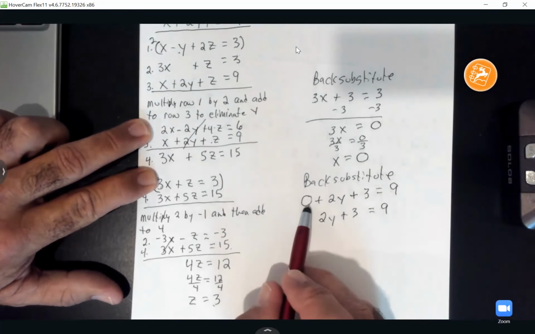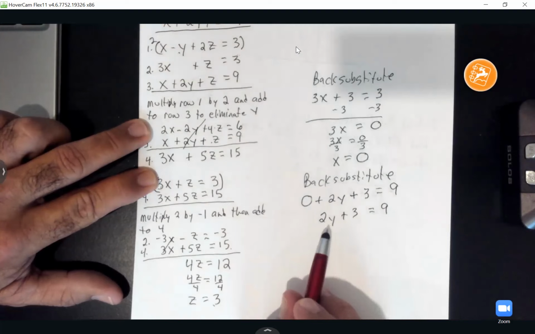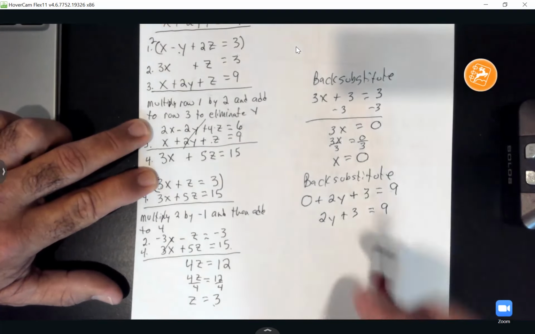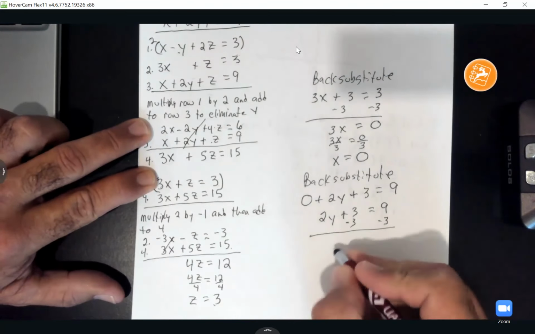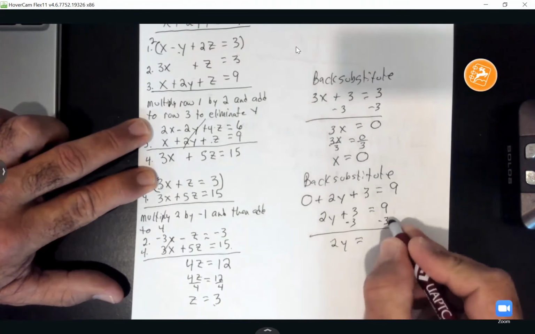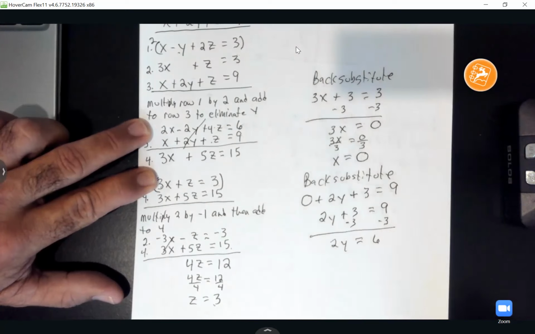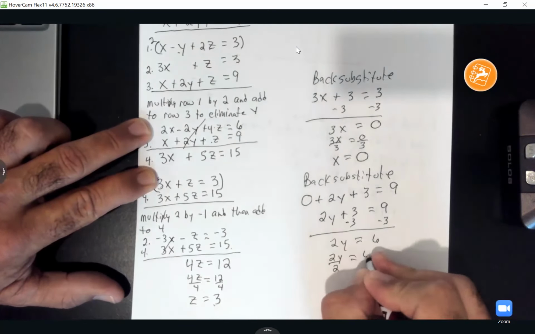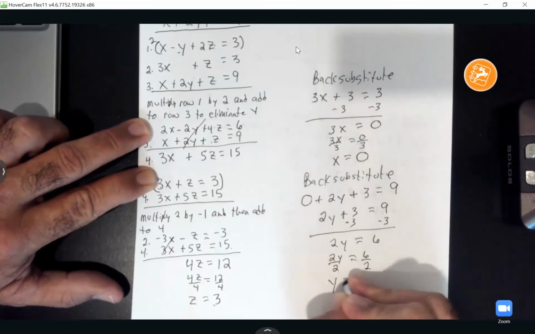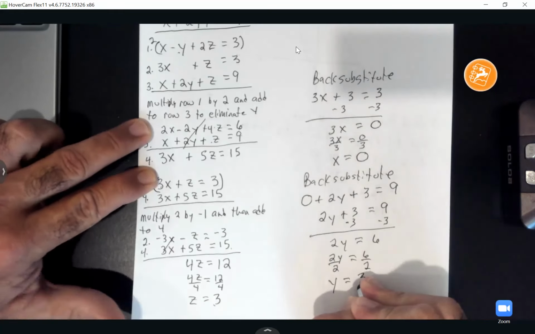So the good thing about zeros is they can be gone and not affect anything. So now to solve this, I'm going to subtract 3. I get my 2y, 9 minus 3 is 6. And y'all divide by 2. So I get y is 3.